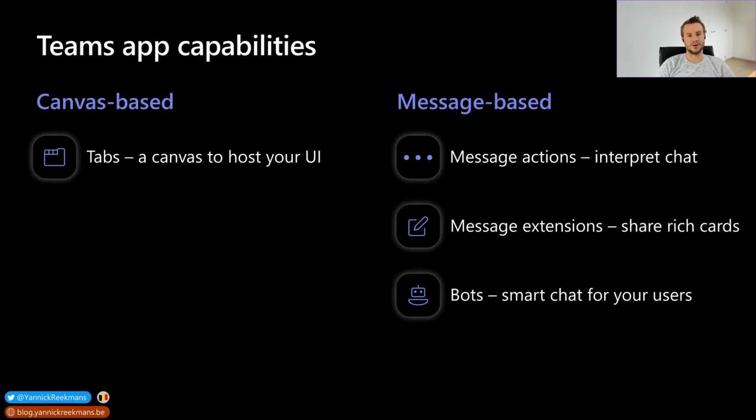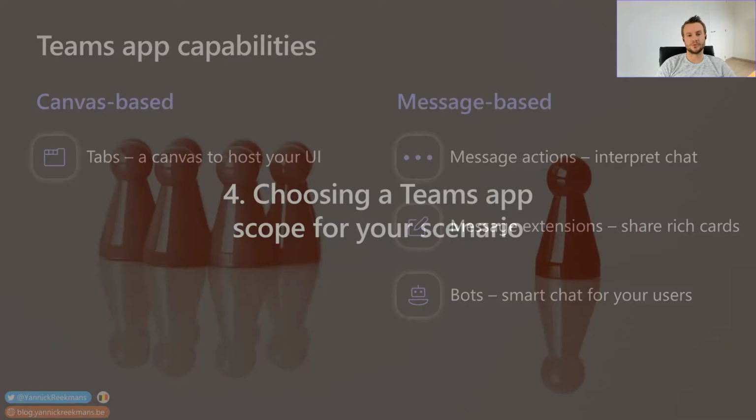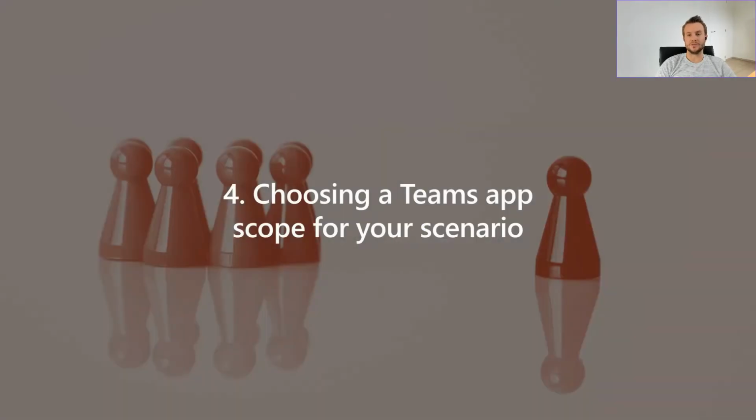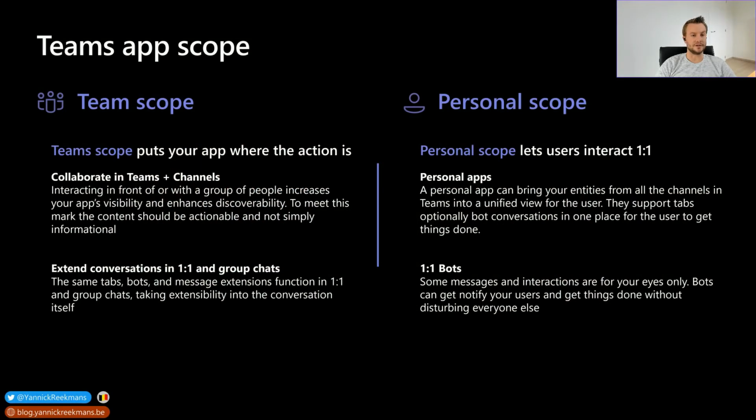Now that you know your Teams app capabilities and you have a good idea which one to choose when, you also have to choose the Teams app scope for your scenario. A Teams app can either be scoped in the team scope or in the personal scope. In the team scope, it surfaces information that is relevant for the team.